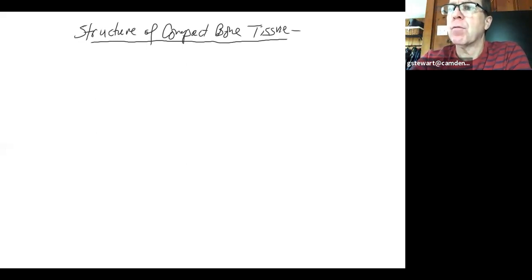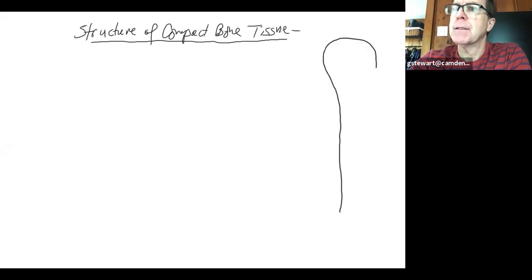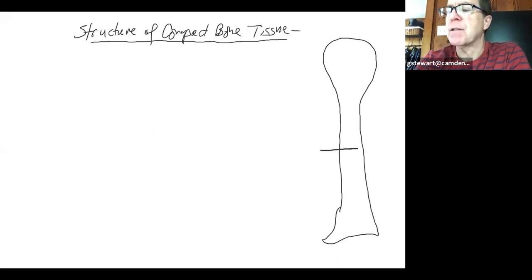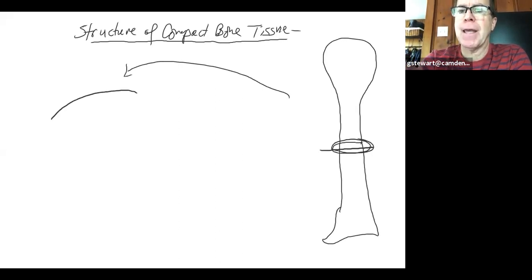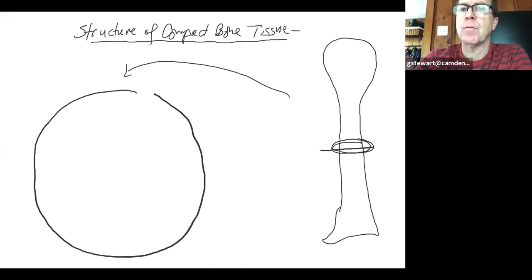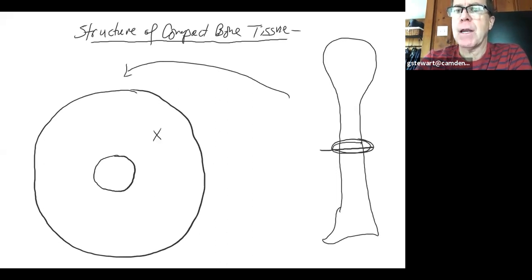I'm going to erase this after I draw. Remember I drew a long bone like this. If I take a slice of that bone right through the center here, and magnify that, and turn it on its end, that's what I'm drawing here. There's the medullary cavity in the middle of it. All of this stuff out here is hard bone tissue, and we're going to look at it under a microscope. So let me erase some of this so that I have room to write.